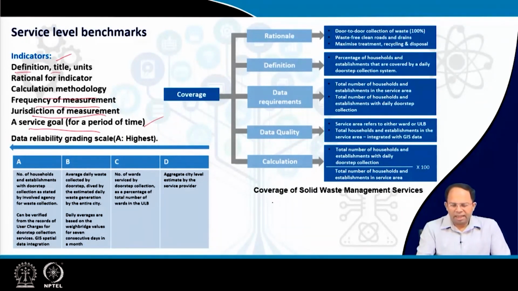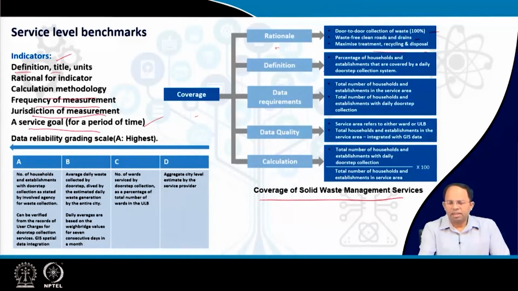When I take the indicator coverage of solid waste management service, you can see that the rationale is door-to-door collection is good for waste collection, and it results in 100% waste collection in urban areas. It reduces the amount of waste that goes into the streets because it is being collected, and eventually from streets the waste goes into the drains, so that is being reduced. So overall it maximizes treatment, recycling and disposal of solid waste.